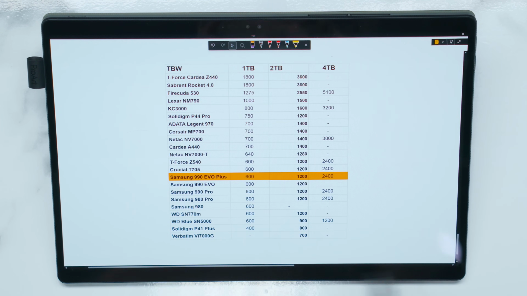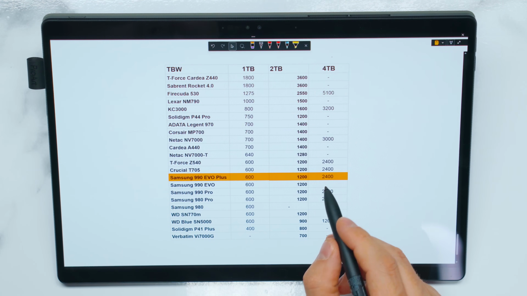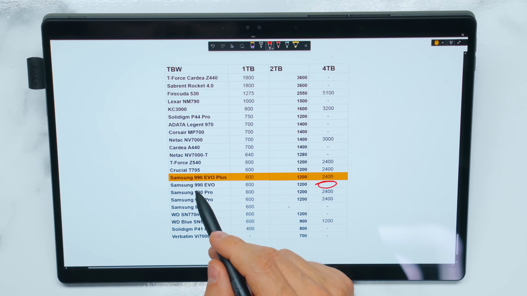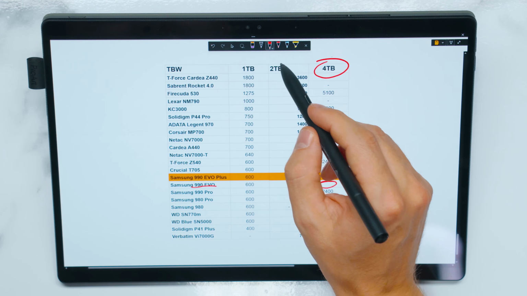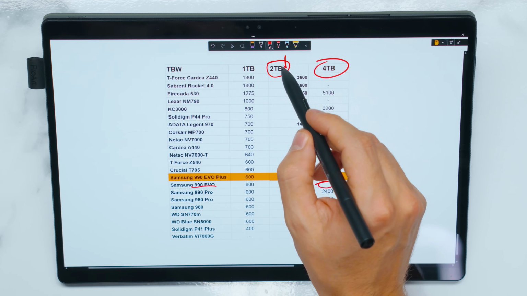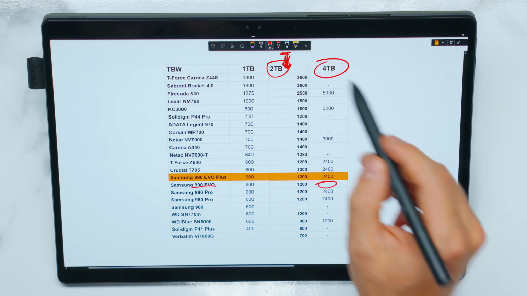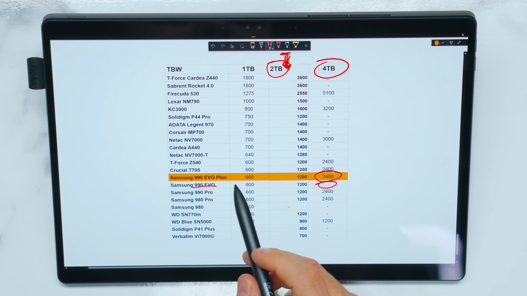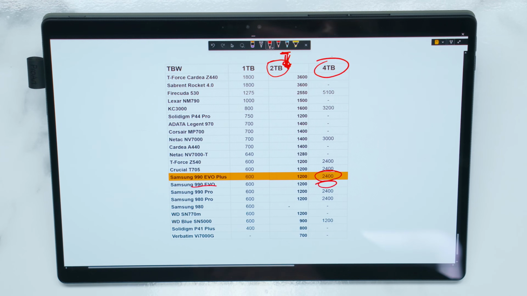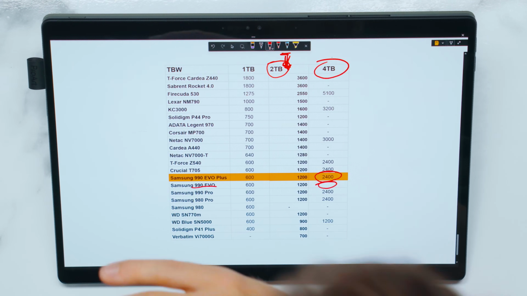Regarding the terabytes written spec, Samsung offers 5 years of warranty and the same terabytes written spec as on all of them. The only difference is in here, where the 990 Evo doesn't have a 4 terabyte model, but only caps out at 2 terabytes. Basically, the 990 Evo Plus has a little bit of a better controller and higher speed, and 4 terabytes in capacity, and offers a 600 terabytes written endurance rating.